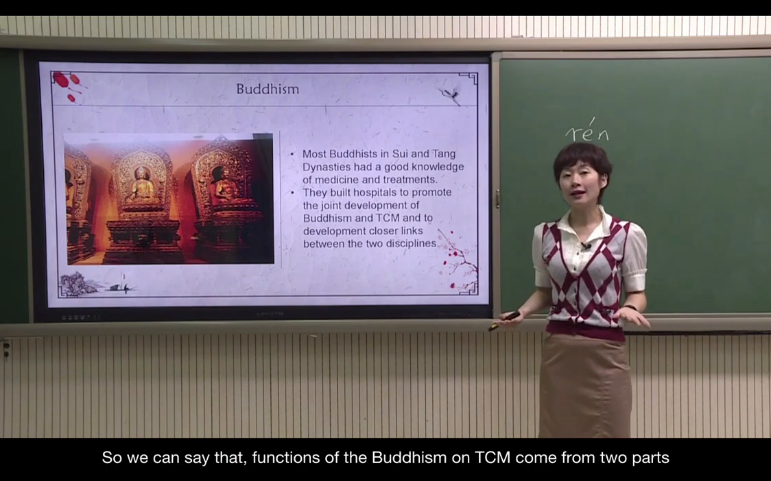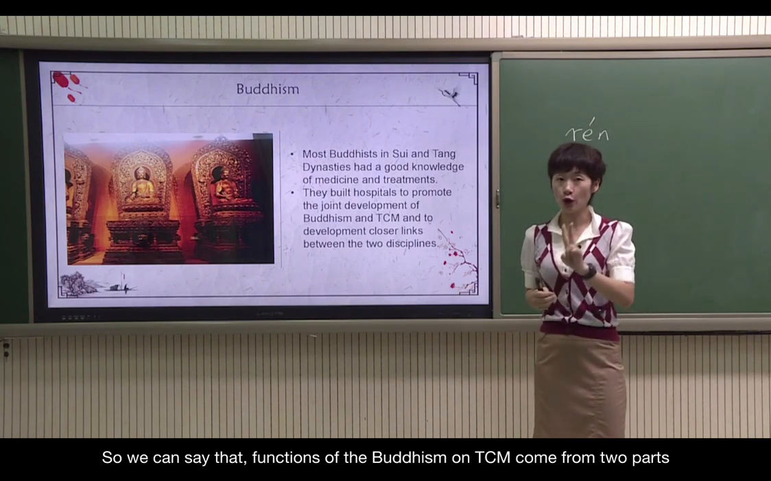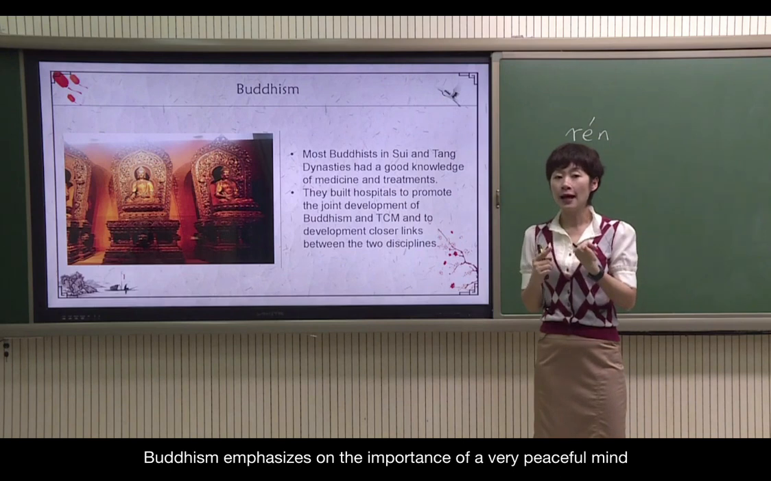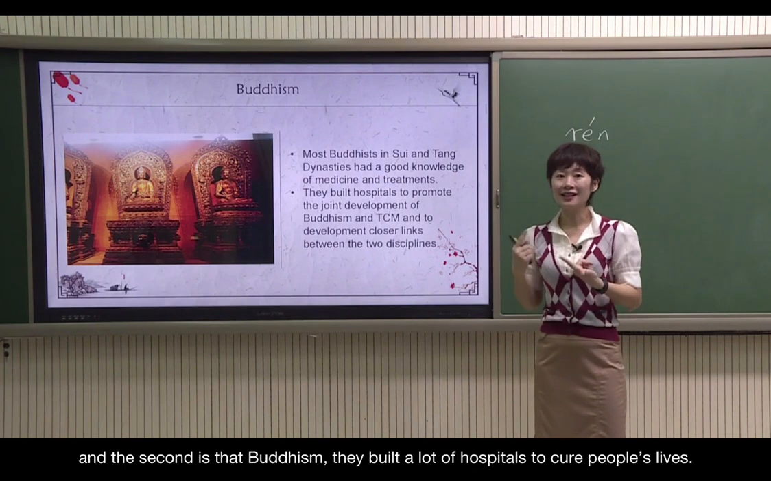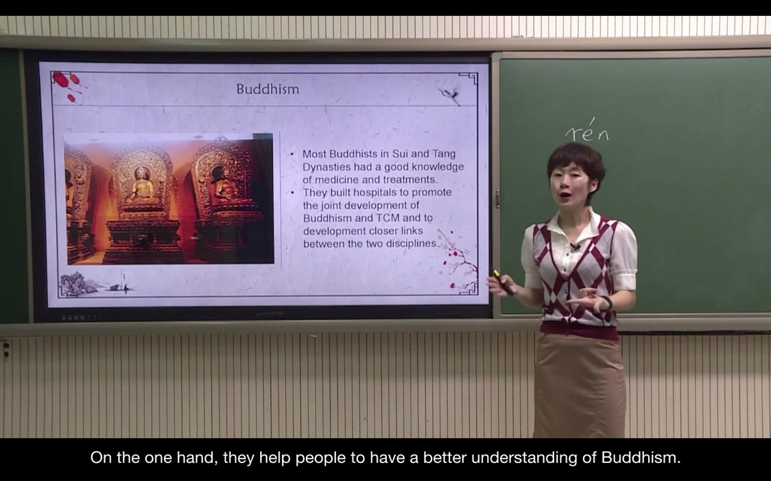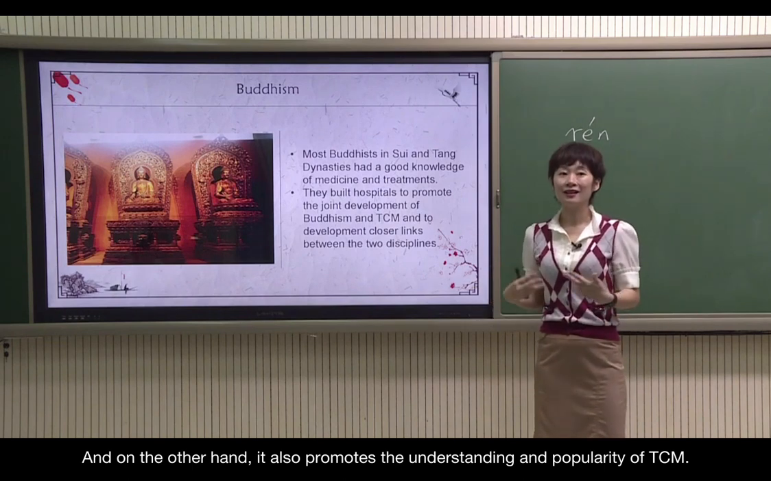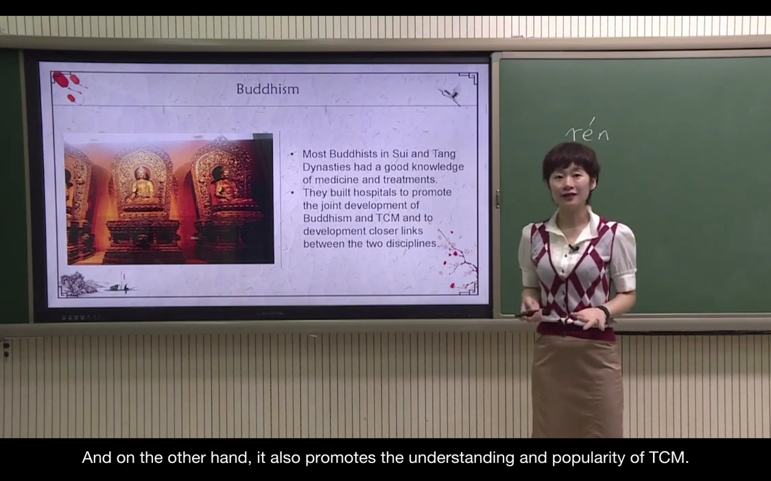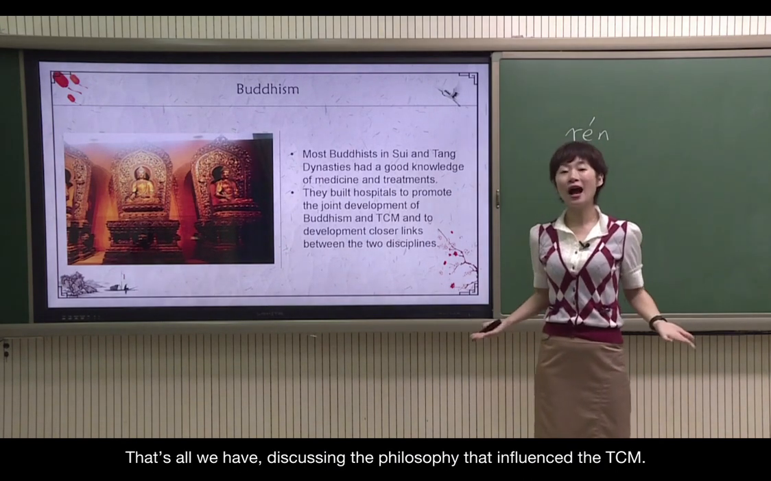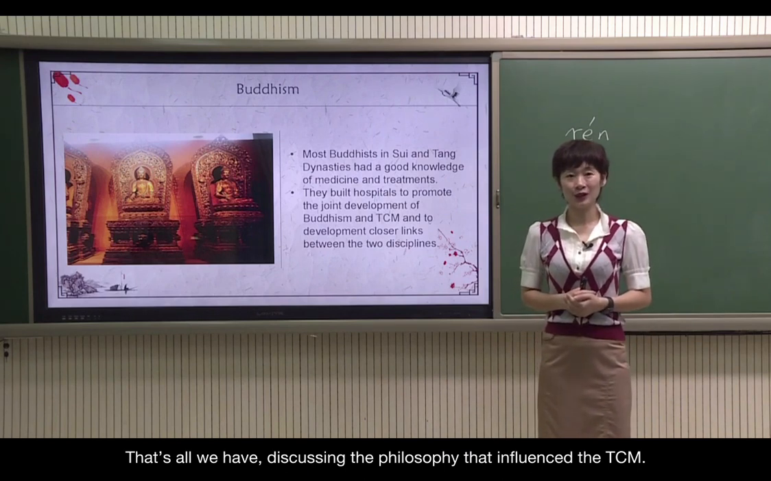So we can say that the functions of the Buddhism on the traditional Chinese medicine come from two parts. The one part is that the Buddhism emphasized the importance of a very peaceful mind. And the second is that the Buddhists built a lot of hospitals to cure people's diseases. On the one hand, they help people to have a better understanding of Buddhism, and on the other hand, it also promotes the understanding or the popularity of TCM. So that's all we have for discussing the philosophies that influenced traditional Chinese medicine.